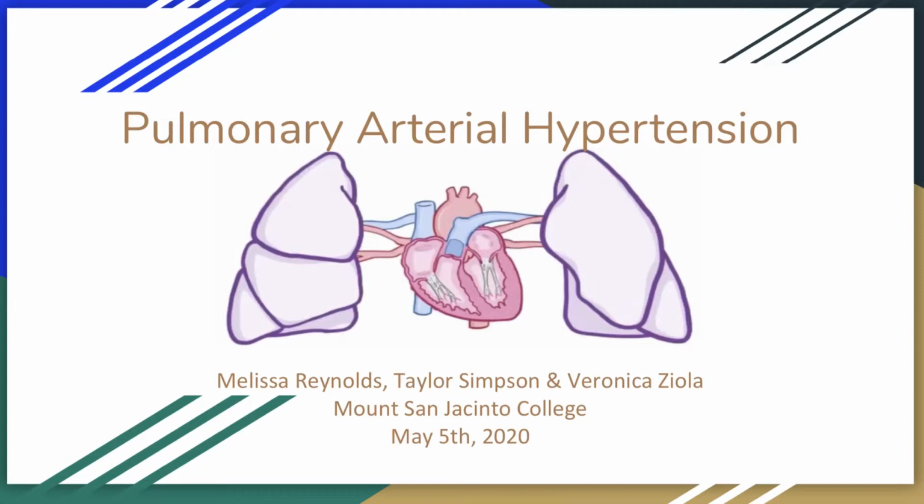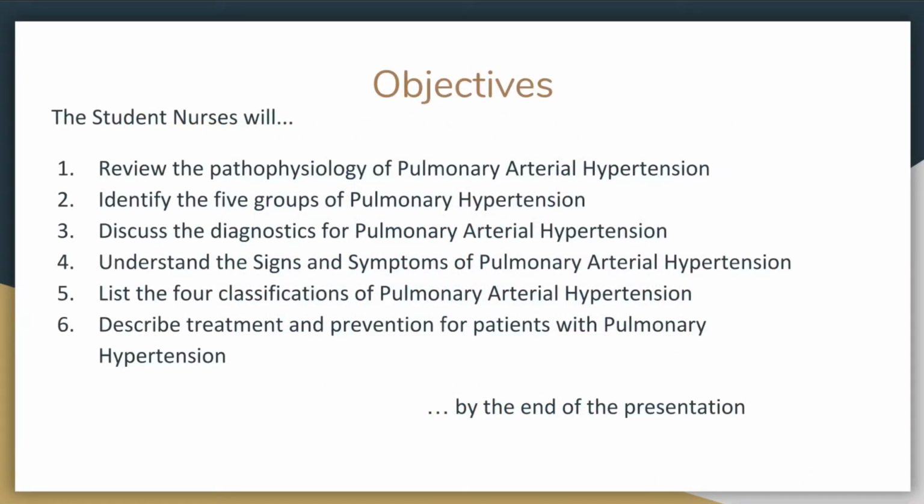Before we begin, I will be reviewing the objectives for this lecture, which will be giving us a framework of understanding for the presentation. Our first objective is to review the pathophysiology of pulmonary arterial hypertension, which answers the question, what is it? Our second objective is to identify the 5 groups of pulmonary hypertension, which answers the question, who gets it? Our third objective is to discuss the diagnostics of pulmonary arterial hypertension, which answers the question, how do we diagnose it?